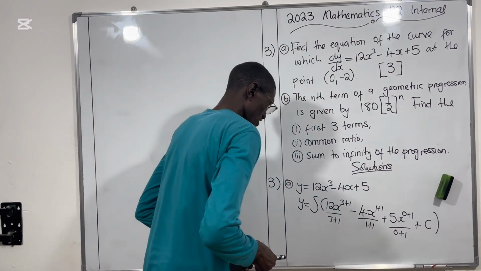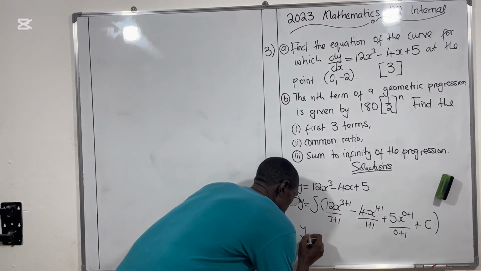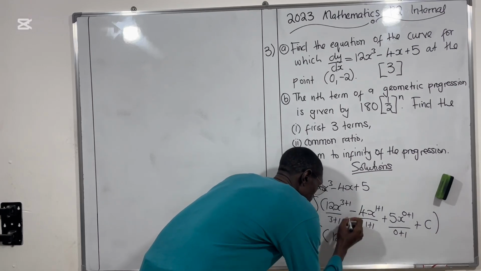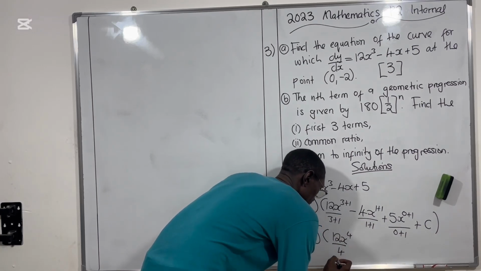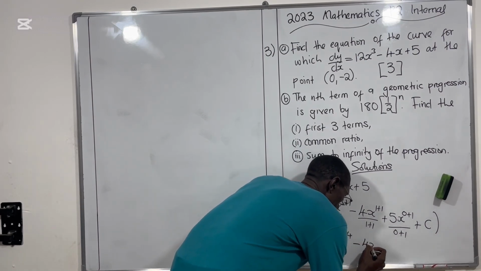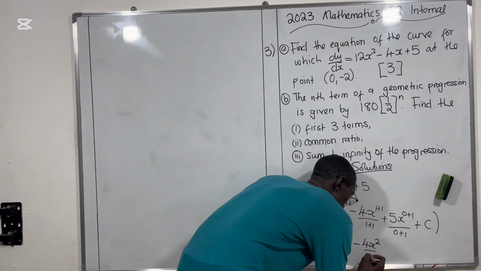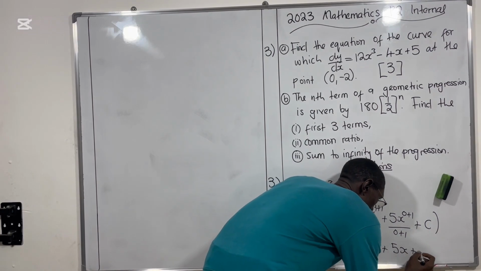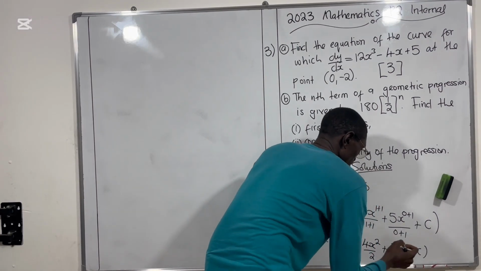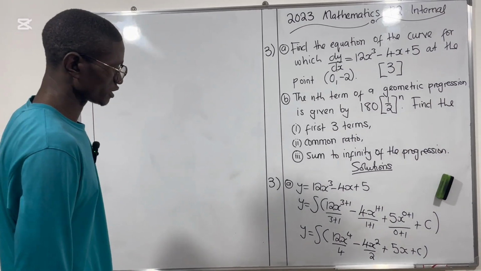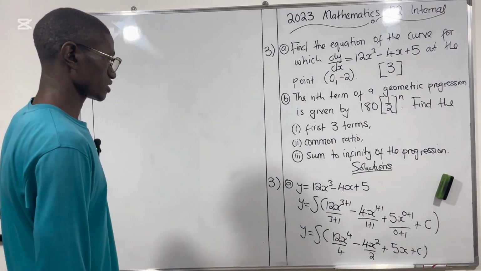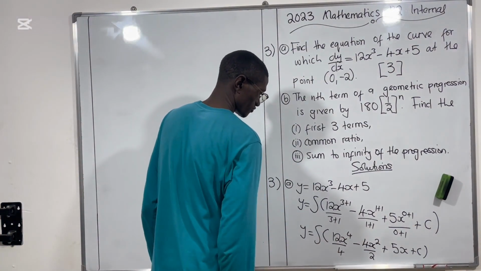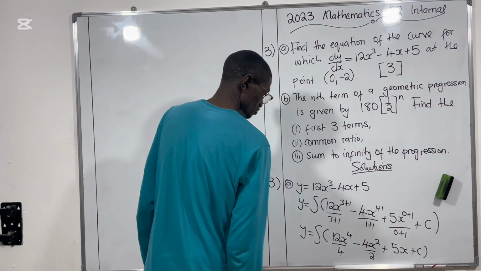At this point, we can go ahead and simplify what can be simplified. We have 12x to the power 3 plus 1, which gives us 4, over 4, minus 4x to the power 1 plus 1, which gives us 2, over 1 plus 1, which is 2, plus 5x plus c. 0 plus 1 is 1. When the power of a variable or a term is 1, you don't write it. So instead of writing x to the power of 1, we simply say x. And then we can simplify: 12 divided by 4 gives us 3, and 4 divided by 2 gives us 2.